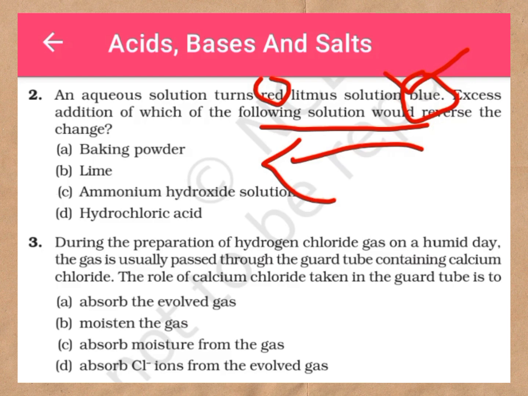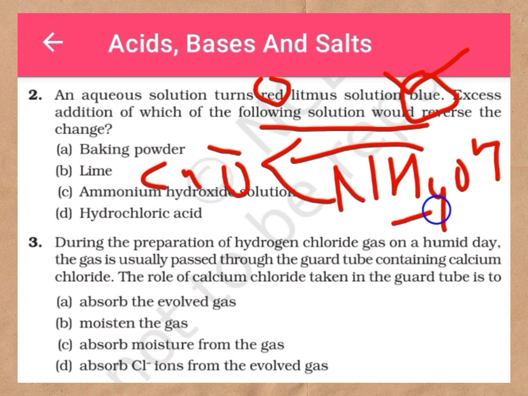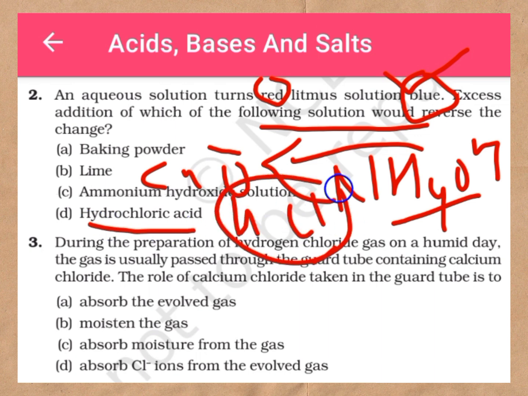Option number 1 is baking powder, that is not an acid. Baking powder is a salt. Lime, or quicklime, is basic in nature, that is CaO. Ammonium hydroxide, NH4OH, is also basic. Hydrochloric acid, HCl, is an acid that can help to change the color of the solution if added in excess amount. So the answer would be option number D.